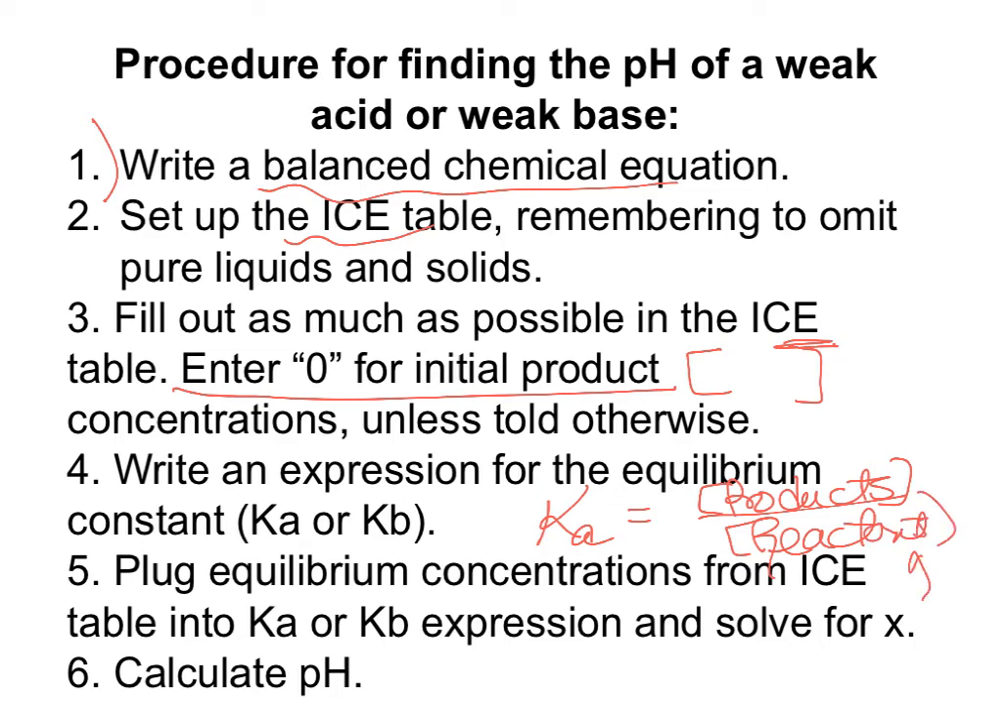And plug them in. If you're asked to solve for a pH, then you're going to need to solve for X, which will typically represent hydronium ion concentration for a weak acid, or if it's a weak base you're working with, X will be the hydroxide concentration.